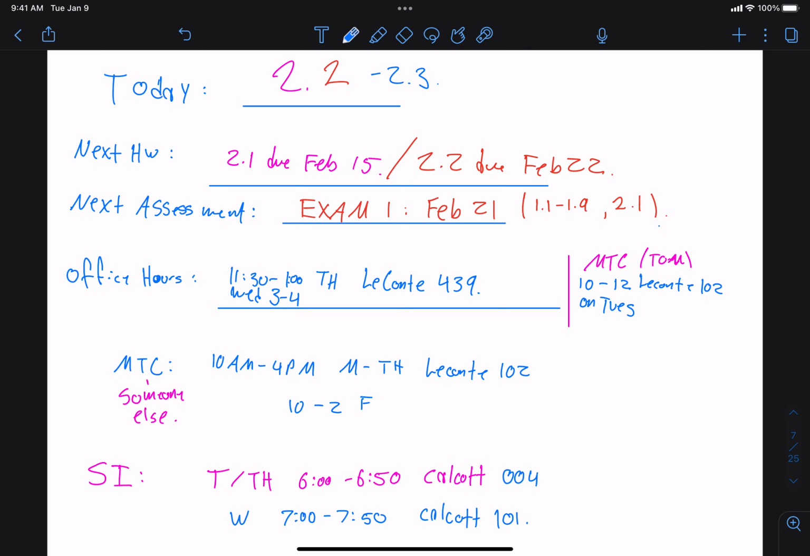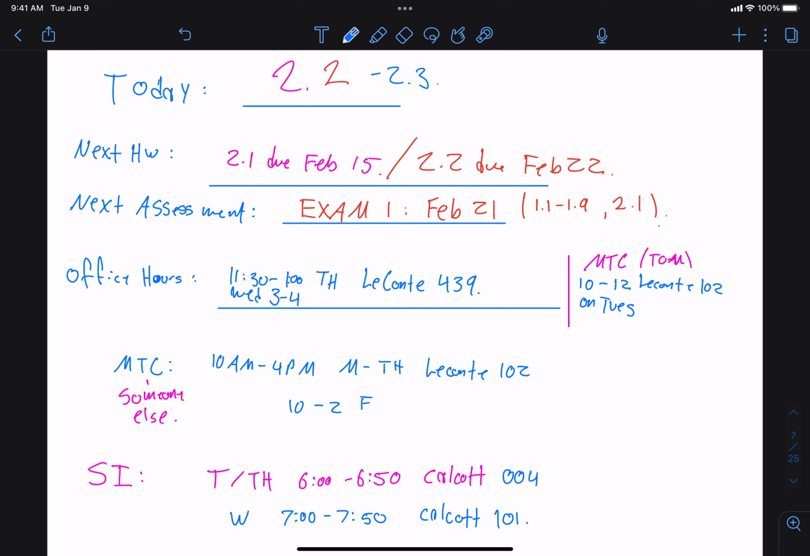Anyways, you have a homework assignment due tomorrow night, and homework assignment 2.2 is posted, but it's not due until February 22nd. That's a while away. That's not until after our first exam, which is going to be on February 21st. That's a Tuesday, right? Next Tuesday. So it's 1 week from today, because today is Valentine's Day. So that's when your exam is going to be.